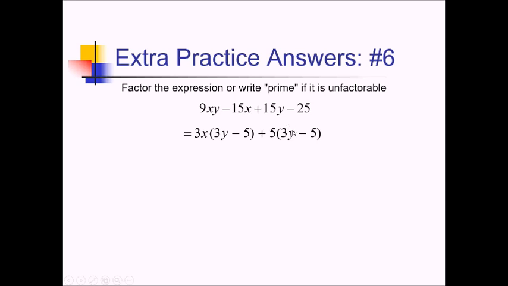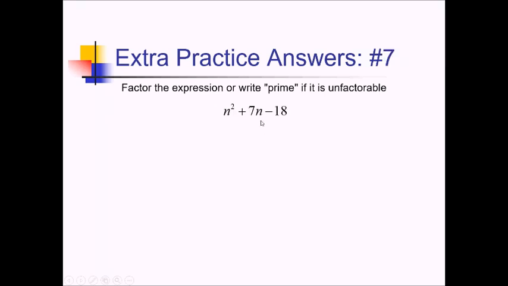Since these parentheses have the same exact thing in them, they are considered a common factor that we can now factor out of everything. So 3y minus 5 comes out as its own common factor. And then the leftovers, 3x plus 5, can be put in parentheses next to it.